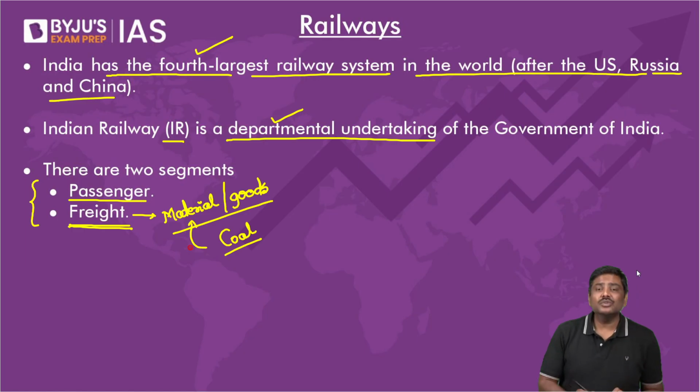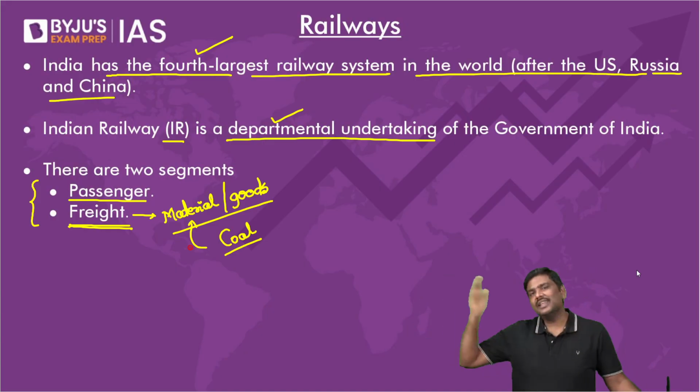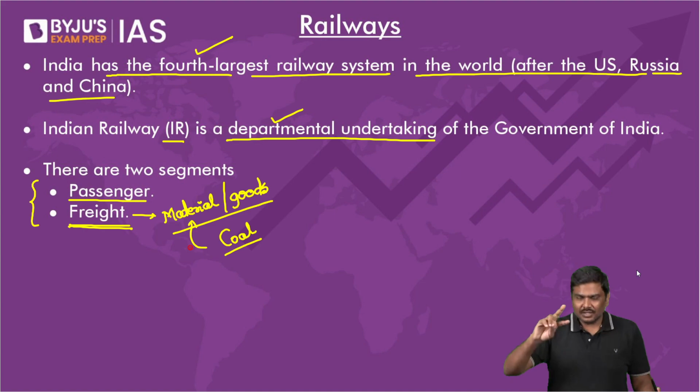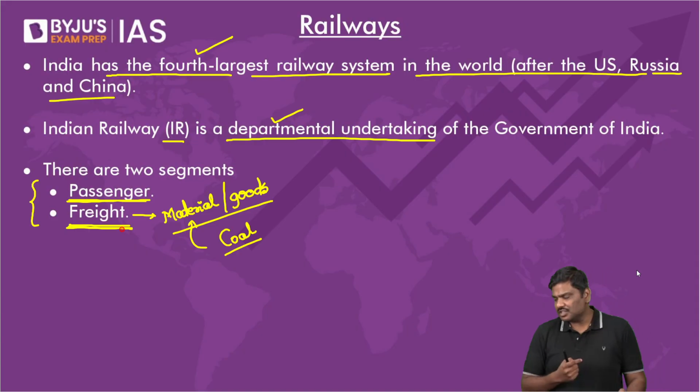We generally use the term freight in case of railways. A freight transportation means transportation of a material, of goods, etc. So there are two components in the railways. One is called passenger transportation. The second one is freight transportation.